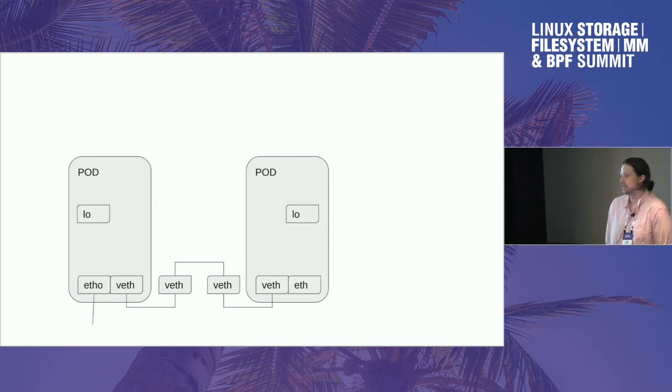cgroup egress. I thought it's non-device specific. It's scoped by cgroup. That's it. Yeah, it's at the IP layer, right? Yeah, I want to go lower, one lower to the L2 layer.